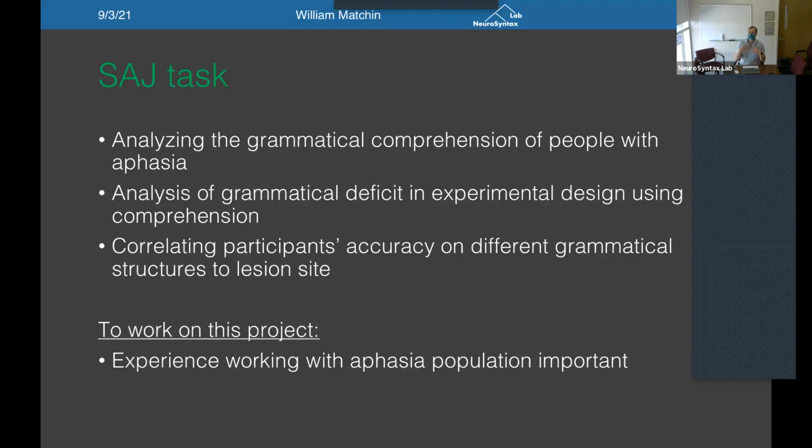And so you have to work with that population. So it's a really good experience for working with them and being able to run the task. So of course, being diligent and responsible with that is very important. So we're looking for people to help with that. So if you want some hands-on experience with people with aphasia, this would be a great one.